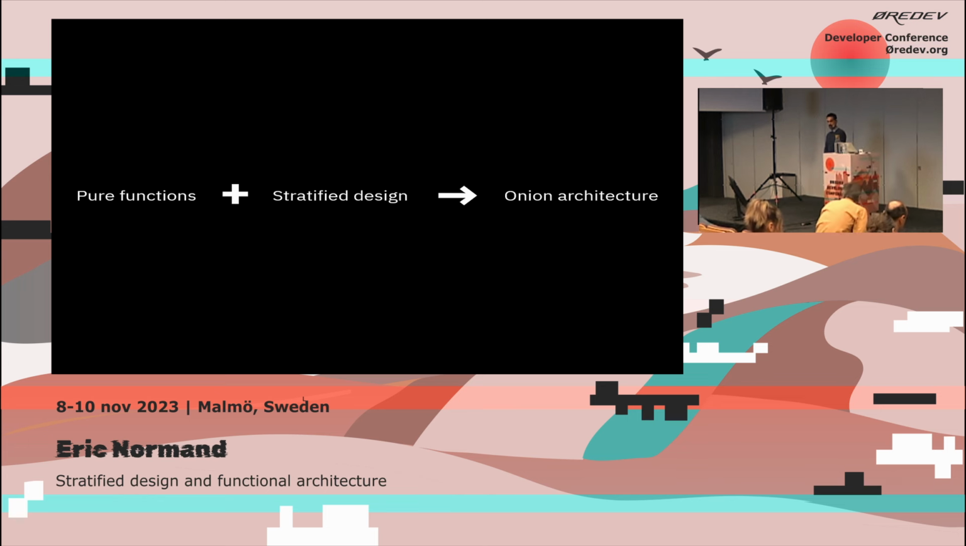Show of hands, who knows what a pure function is? So I know who I'm talking to. Cool. Stratified design, do you know what that is? Three people. All right, and onion architecture. Okay, more like the first one. All right, we're gonna go through each of these.